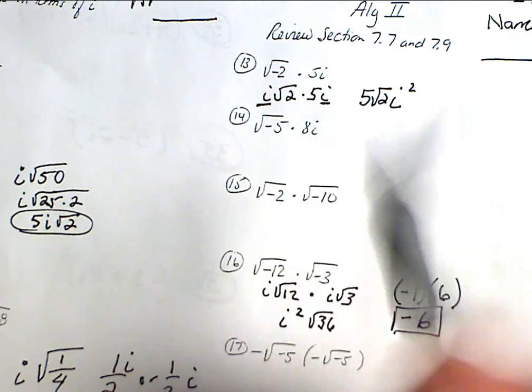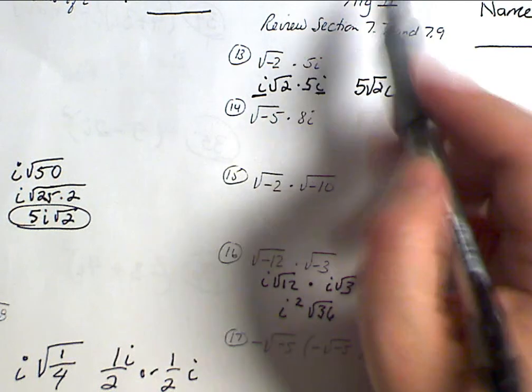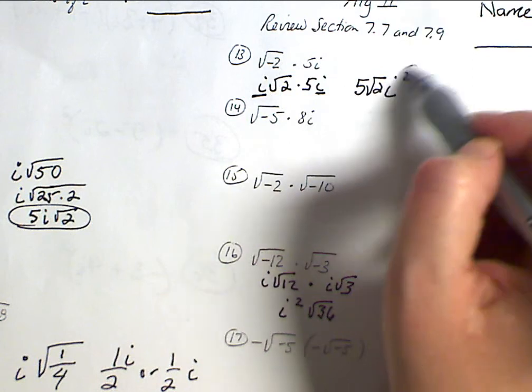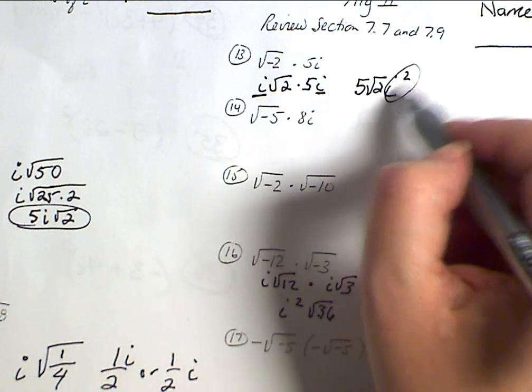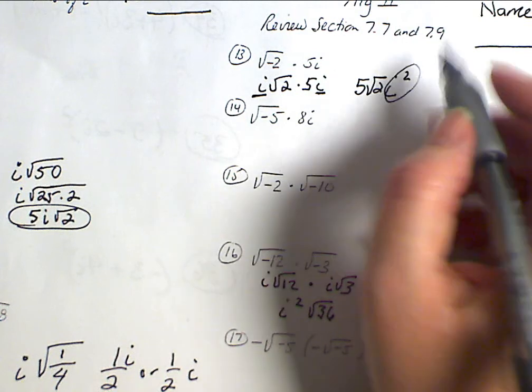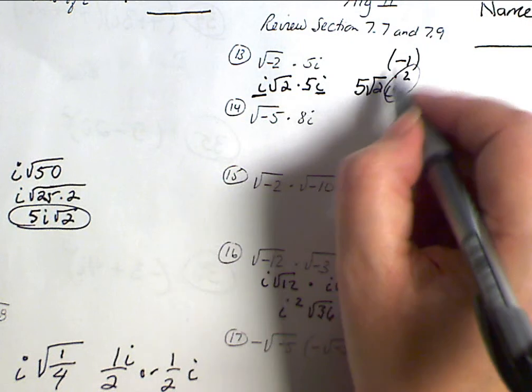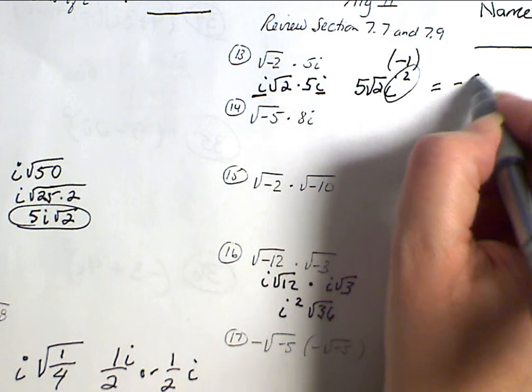So let's finish. The answer is 5 square root of 2 i squared. But what is i squared? I had to get everyone this far, but what is i squared? Negative 1. So 5 square root of 2 times negative 1 is negative 5 square roots of 2.